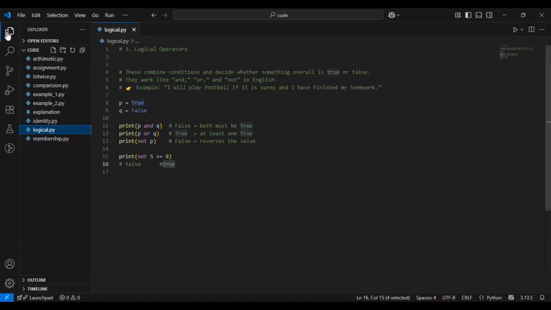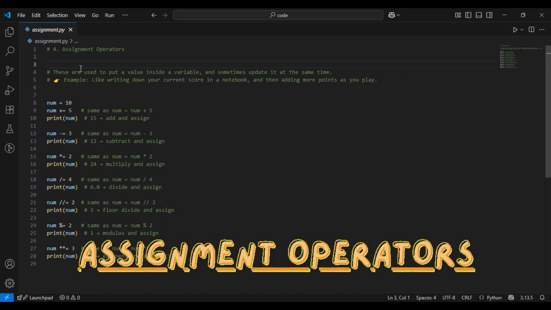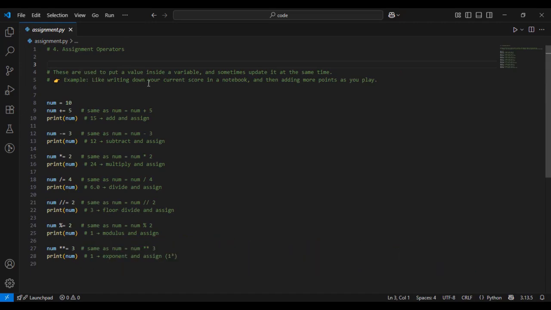Next we move on to the assignment operators. Assignment operators are used to put a value inside a variable and sometimes update it at the same time. For example, an equals to sign is an assignment operator. We are assigning a value to a variable, and it can be any value. We can assign a string, we can assign a boolean, we can assign a float, integer, anything. When we assign a value to a variable, we use the equals to assignment operator.